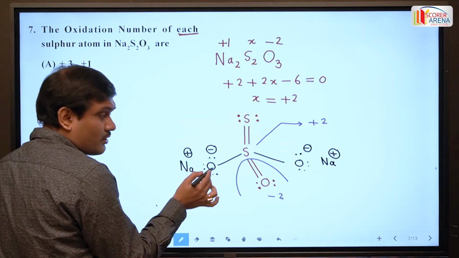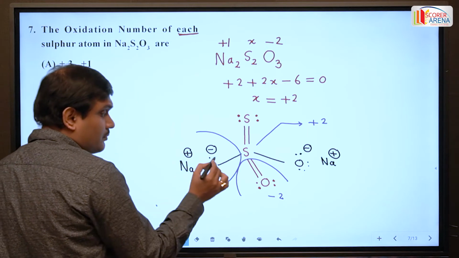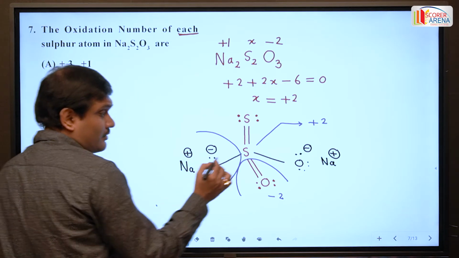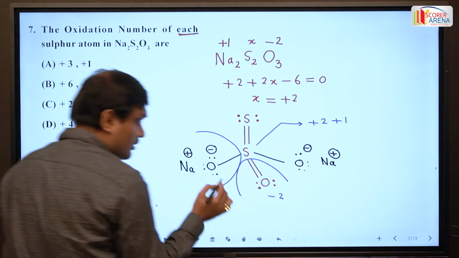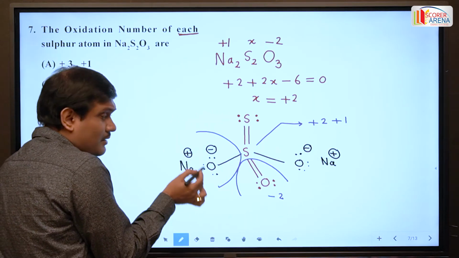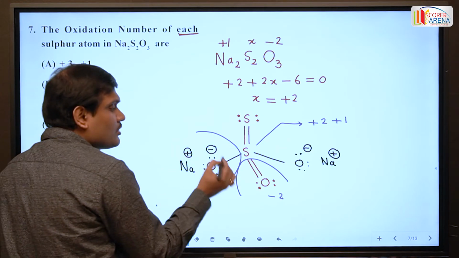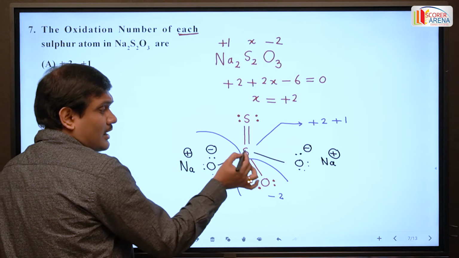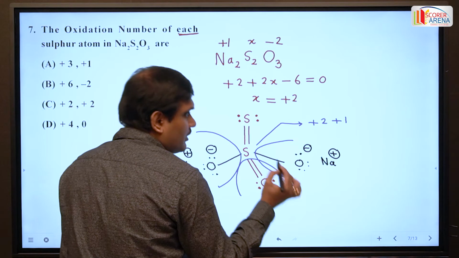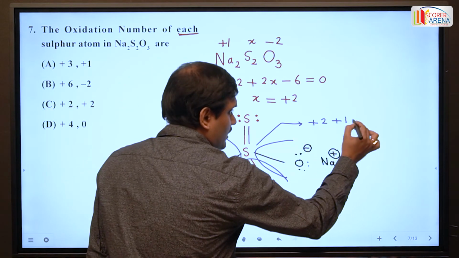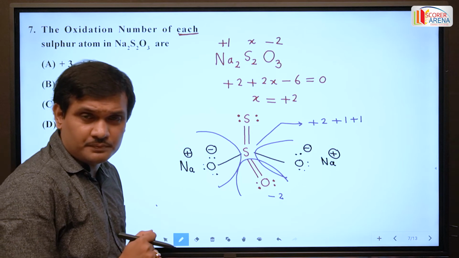Similarly, these oxygen atoms will also drag 1 electron, so it will be released as -2 and sulfur getting it is +1. Why +1? Because this oxygen atom already has a negative charge. When it drags 1 more electron, it will be removed as -2 and sulfur gets +1. For this oxygen atom, similarly, it will get a +1 charge.